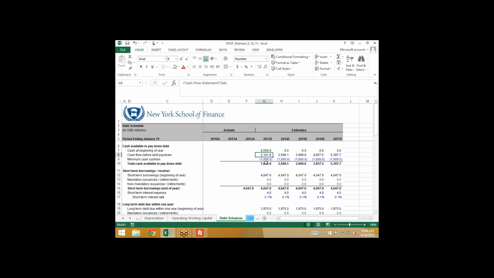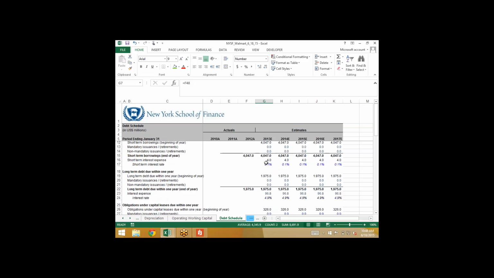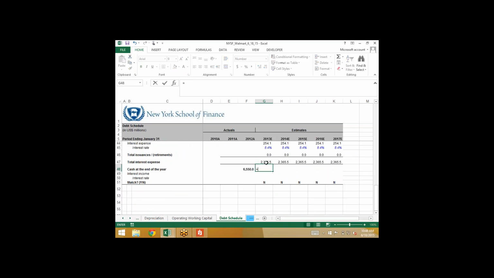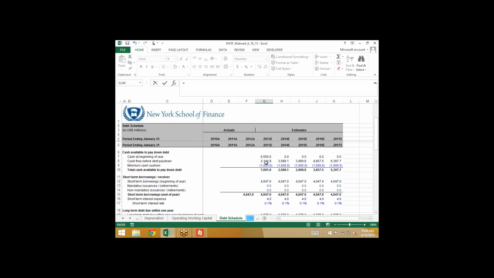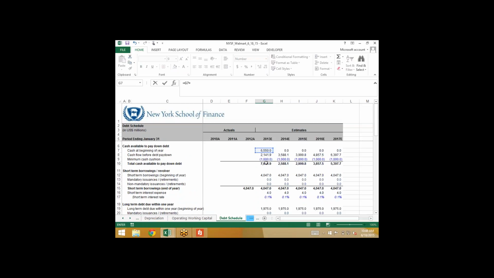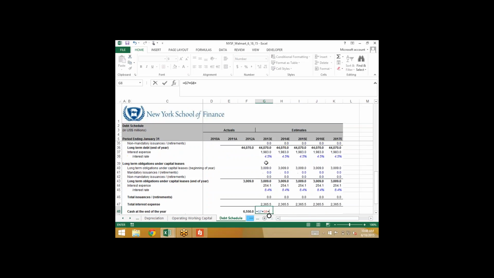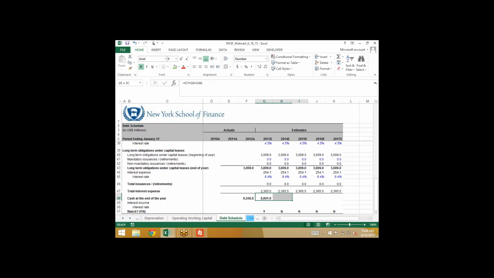So in order to get a complete picture of cash at the end of the year, we want to start with the cash at the beginning of the year, plus the cash before debt pay down, plus all the cash from the debt pay down, which is determined by the total issuances and retirements. So those three line items make up cash at the end of the year. Start to become familiar with that. It is, again, cash at the beginning of the year, plus cash flow before debt pay down, plus total issuances and retirements.